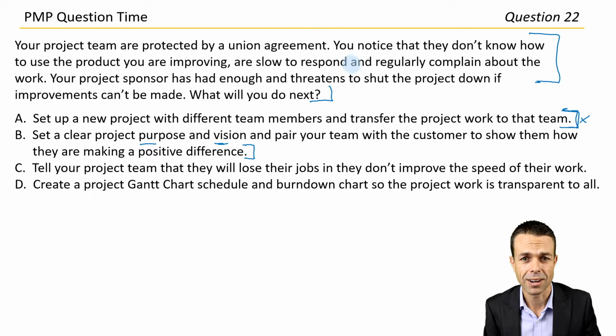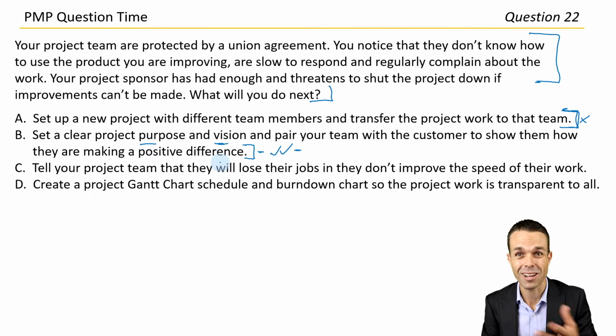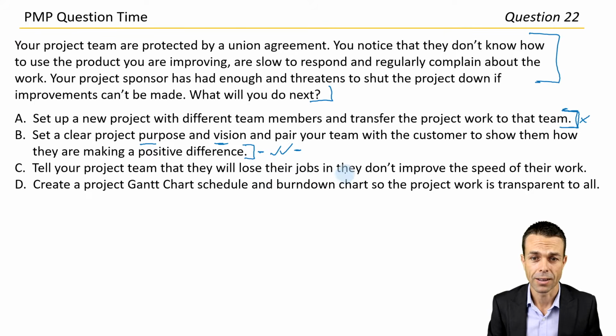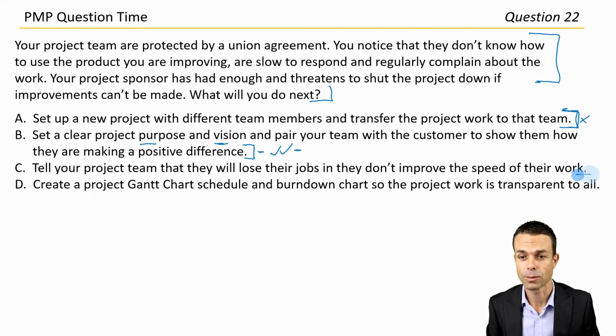We're trying to engage these guys, especially if they're complaining, not showing up, slow to respond. The engagement here is very low, obviously. So I think this is actually quite a good one. Let's see what else we have just in case. Tell your project team that they will lose their jobs. Okay, nothing like a threat to, and you know what, that might work for a little while, but eventually either those people will leave if they get fed up. The engagement still won't increase based on a threat as well, if they don't increase the speed of their work. So let's put a no for that one for now.